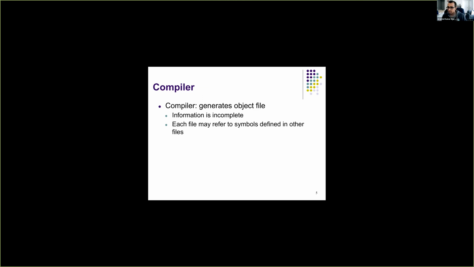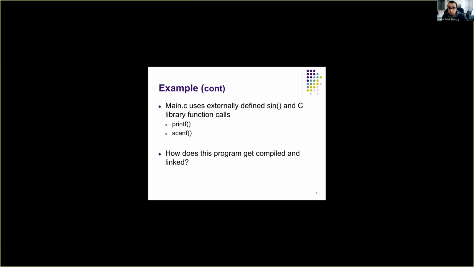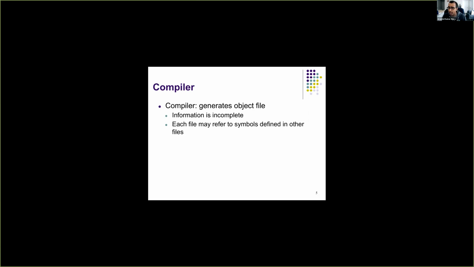The first stage is the compiler. The compiler takes the C file and generates an object file. The information in the object file is incomplete because, as I mentioned before, we could be referring to some functions which we don't have access to. We don't know where the code of these functions is, right? So object files generated by the compiler are kind of incomplete.